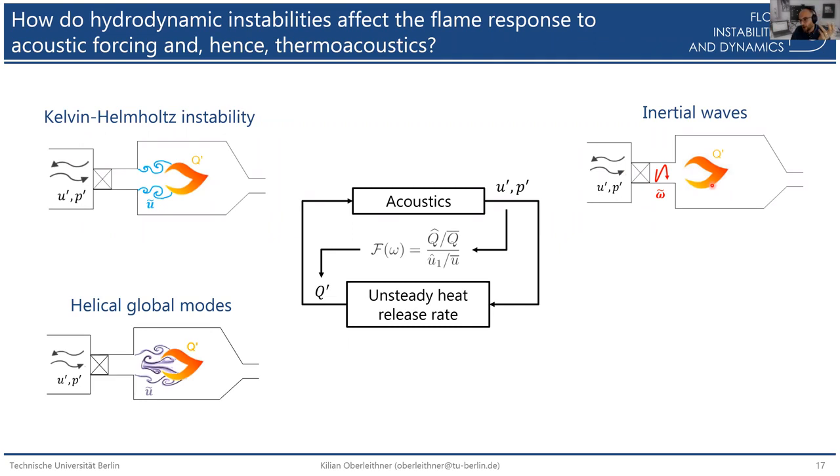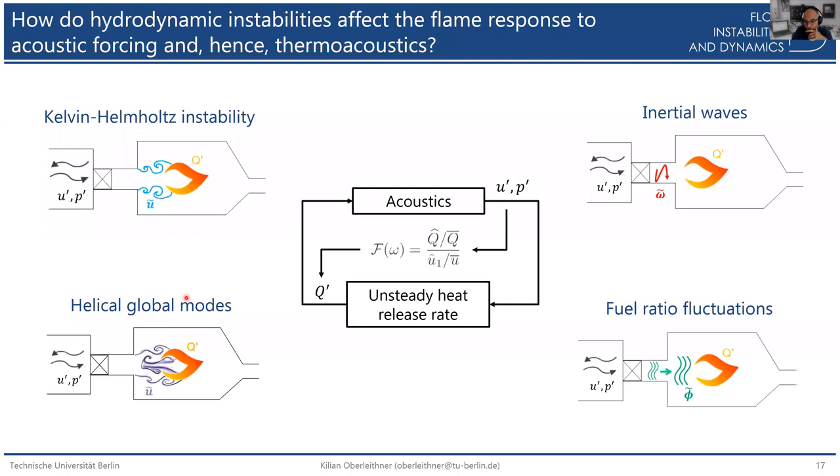And then we have our helical global modes. Those modes do not directly cause global heat release fluctuations as they are skew-symmetric. However, as you will see in this talk, they also couple with the flame transfer function, or the flame response. And then finally, there's another mechanism, which I will just briefly mention here.